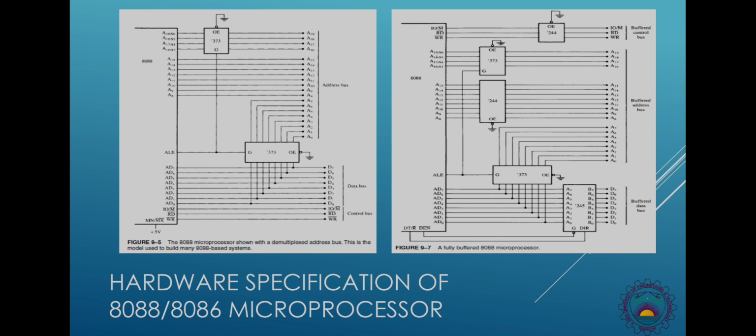In addition to that bidirectional buffer, there is a single unidirectional buffer at the dedicated address lines. So A8 to A15 address lines are buffered using a unidirectional buffer, and also you may see that IO/M bar, read bar, write bar, these three control signals are also buffered by using a unidirectional buffer. So that is called a fully buffered 8086 microprocessor system.